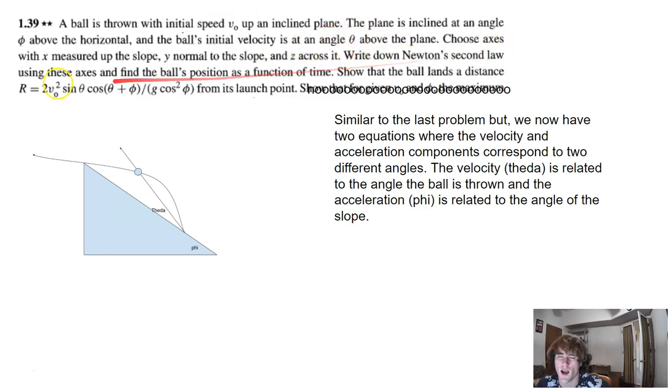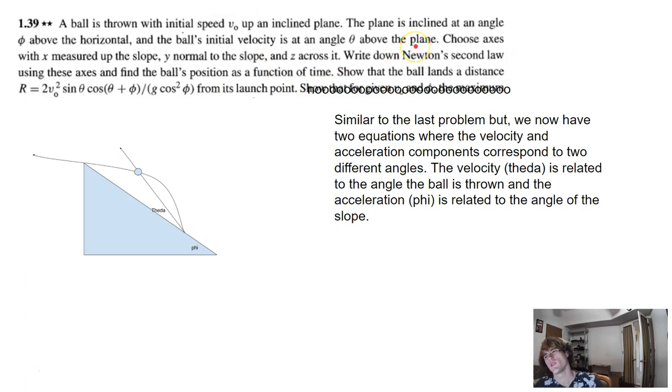Choose axes with x measured along the slope and y normal to the slope. I didn't draw it in my diagram, which is pretty bad, but we're going to have our x-axis along the slope as opposed to up and down, and then y is just going to be normal, like in a friction problem, where you would have the normal force. y would be that axis.